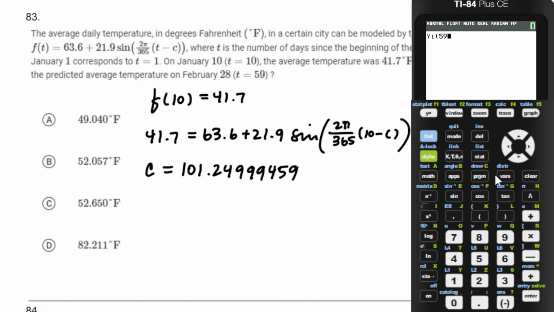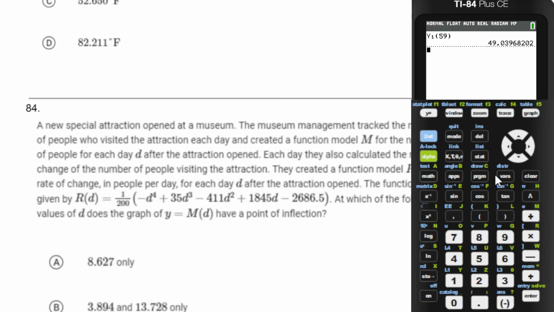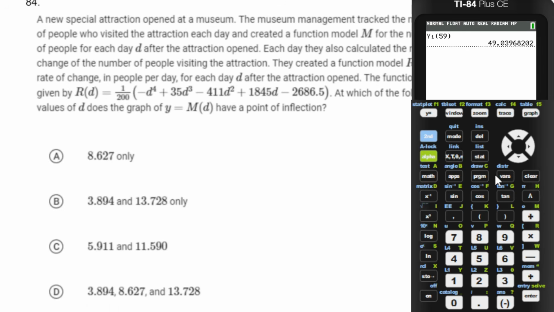did not test this out. Resumed the recording. 49.0396. Okay, good. 49.040. That problem was a bit of a journey. All right, now a new special attraction opened at a museum. And I remember this one too.